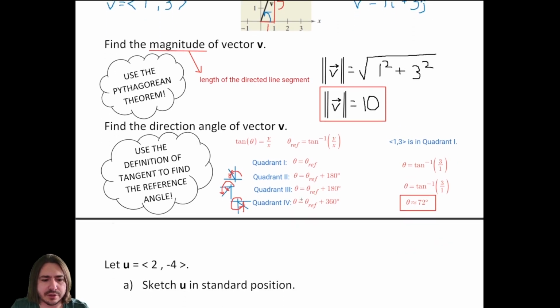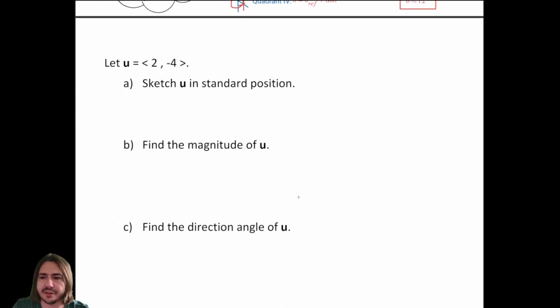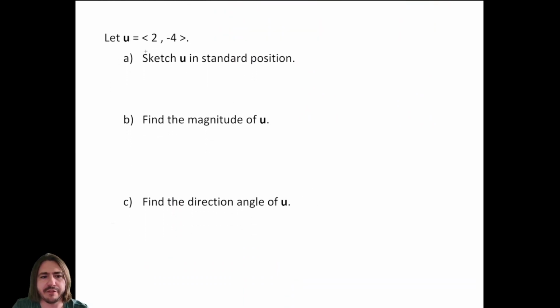So now let's just practice, kind of getting the hang of these vectors. So let's say we have a vector 2, -4. And let's start by sketching it in standard position. Okay, so 2, -4 looks like that's going to be in quadrant 4. So I'm just going to put an emphasis on my sketch in quadrant 4.